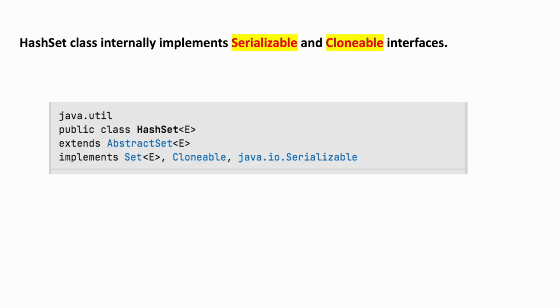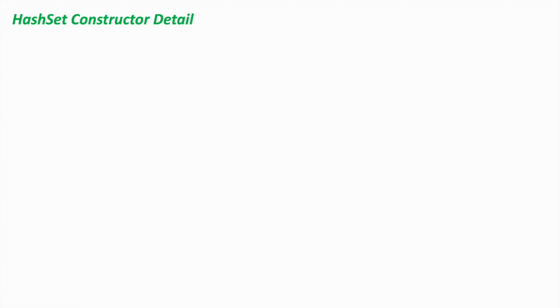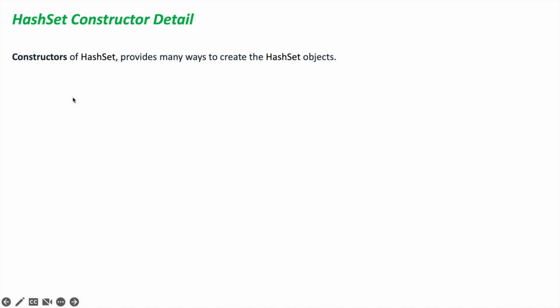As we know, every collection class implements Serializable and Cloneable interfaces. In the same way, the HashSet class internally implements Serializable and Cloneable interfaces. Now we will see the constructors of HashSet. Constructors of HashSet provide many ways to create HashSet objects.